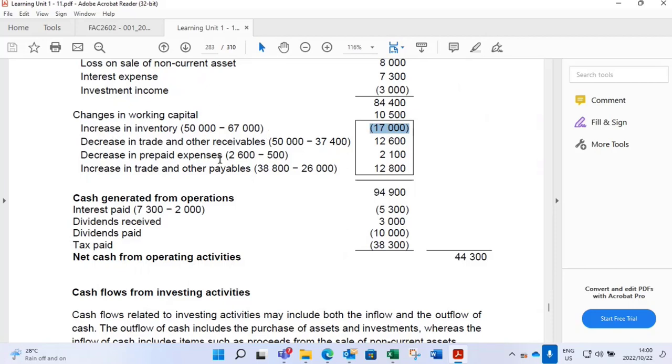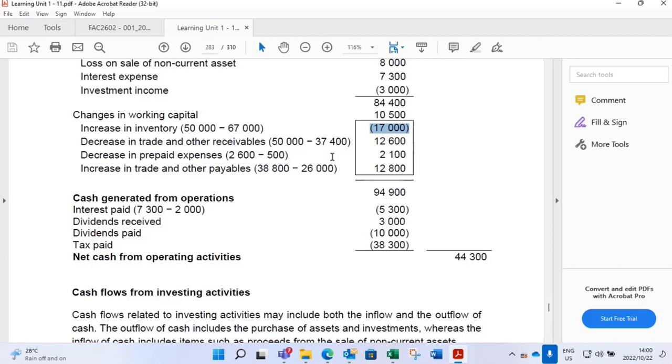Now they say you are trading other receivables. They were 50,000 at the beginning of the year, but when the year finished, they are now 37,400. Question, what happened? Did people pay or did they not? I'm saying we got money from our debtors. Yes, so it means it's an inflow.